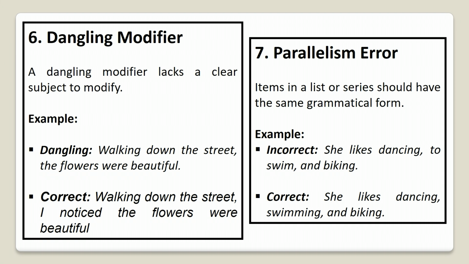The next fault is the parallelism error. Parallelism error means each item in a list or series should have the same grammatical form. Example of an incorrect sentence: she likes dancing, to swim and hiking. This is the incorrect sentence. What will be correct? She likes dancing, swimming and hiking. Then it is a correct sentence. So two words have been removed from this sentence. In this way, parallelism can be maintained or corrected.